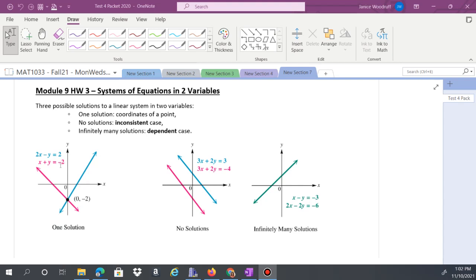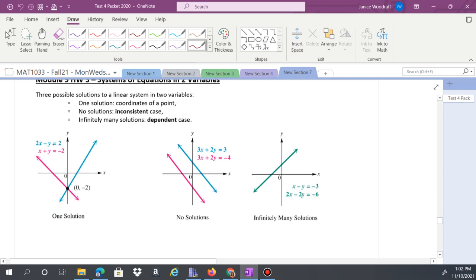So if I were to take these two equations and plug 0 and -2 into them, it would work in both equations. So if I went to this 2x minus y equals 2, and I plugged a 0 in for x, so I did 2 times 0 minus -2 for y, that is going to give me a true statement. 2 times 0 plus 2 equals 2.